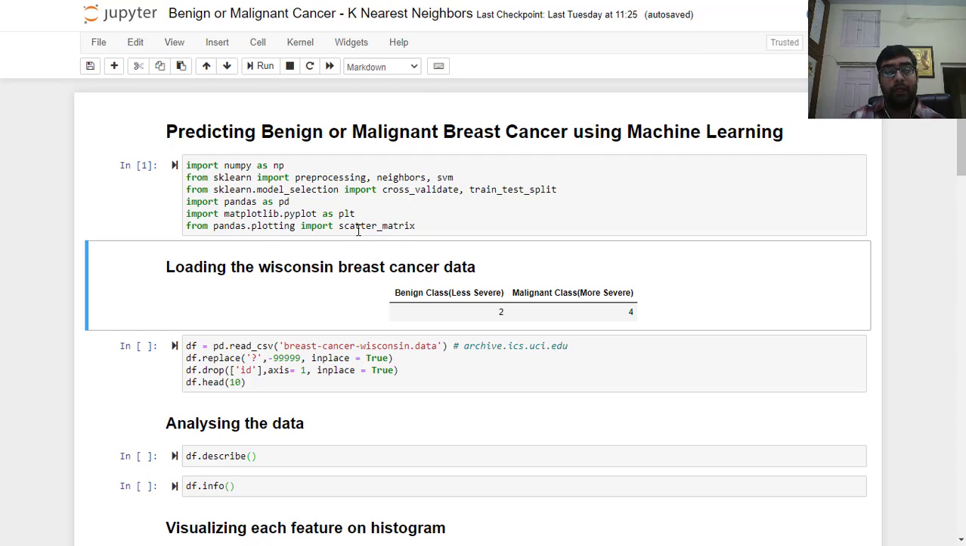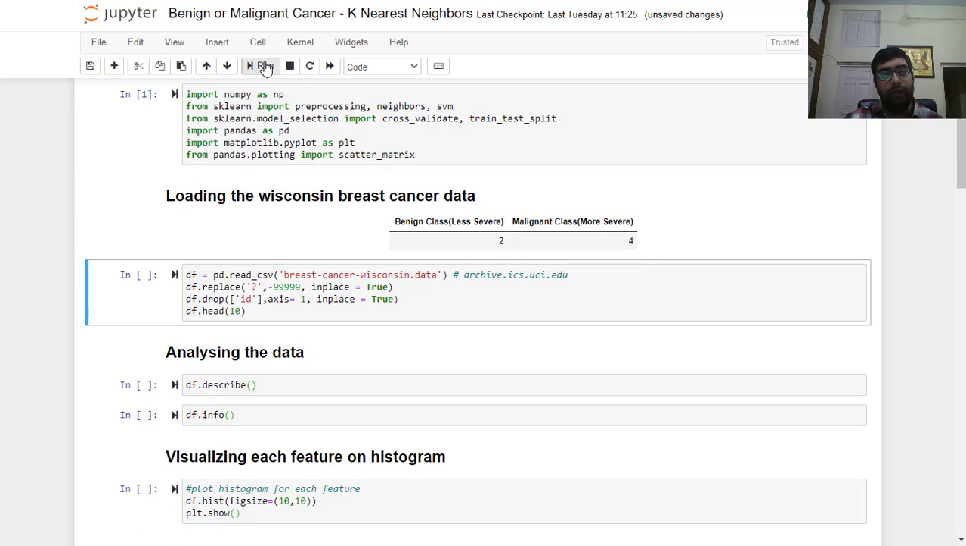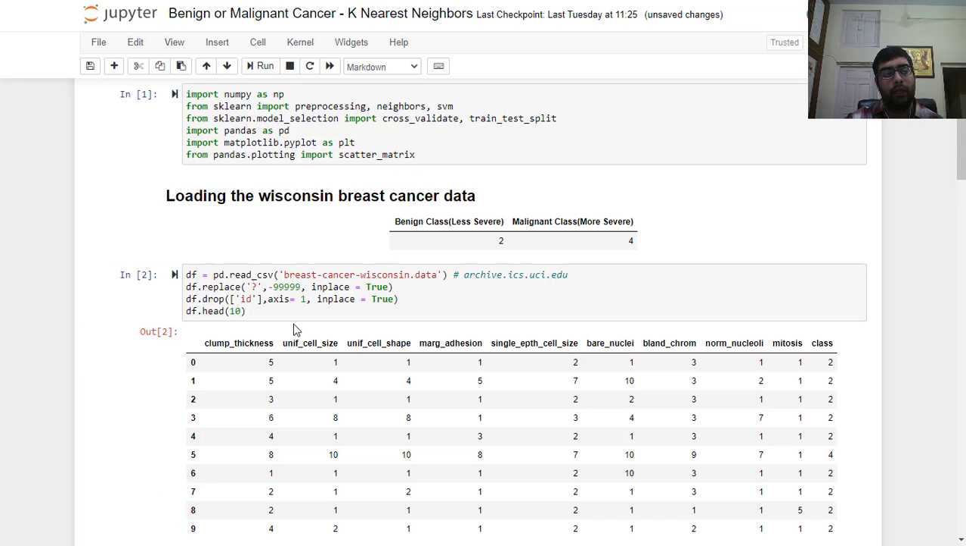The data I got is the Wisconsin breast cancer data from archive.ics.uci.edu, where the class was 2 and 4. 2 was for the benign class, the less severe cancer, and 4 was for the malignant class, which had more severe chances of having cancer. I have downloaded the data and am loading it from my PC. Then I'll filter out some missing values and we'll see the first 10 samples in our data.